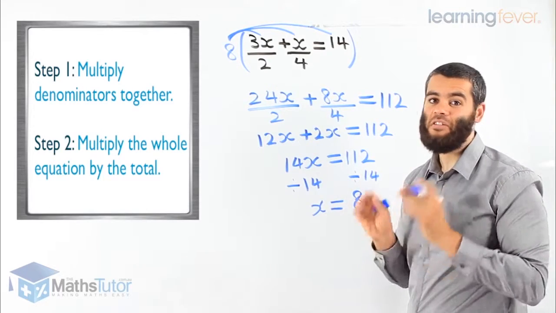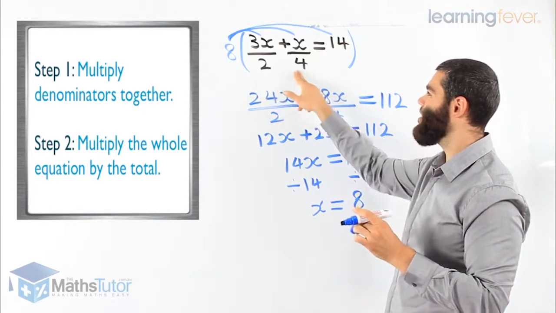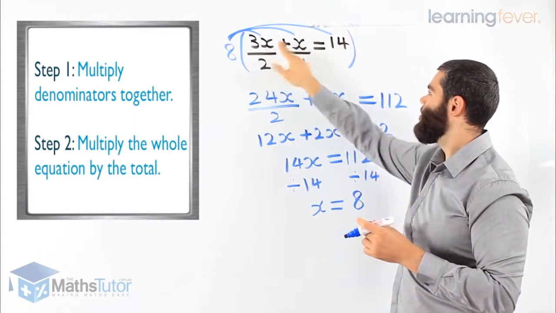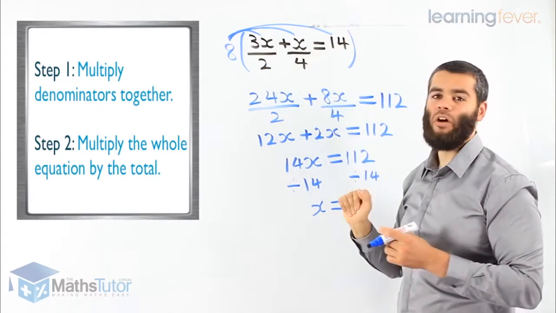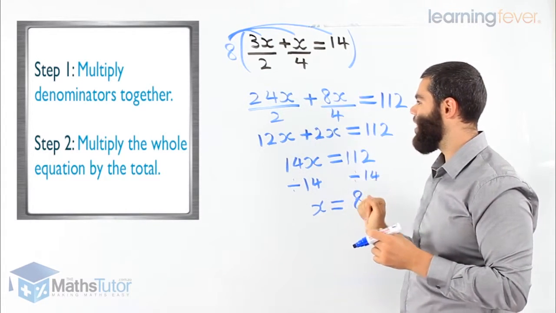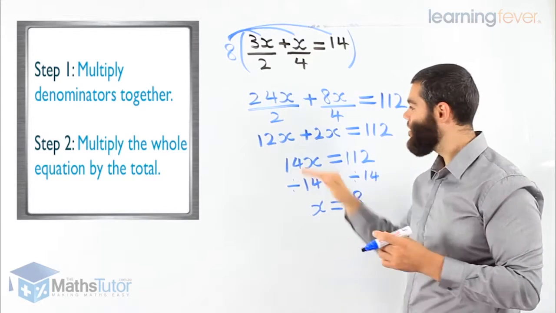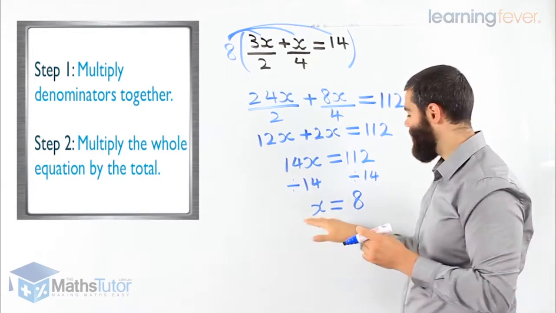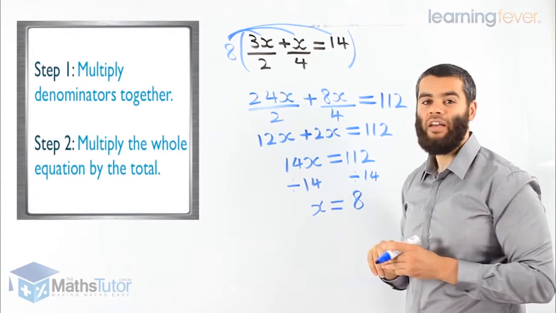The first step is the most important, that we multiply the denominators together. 2 times 4 is 8. 8 times 3x, 8 times x, and 8 times 14. We eliminate and divide to get rid of the denominators. We collect like terms and we simplify the equation all the way to get our answer. In this case, x equals 8.